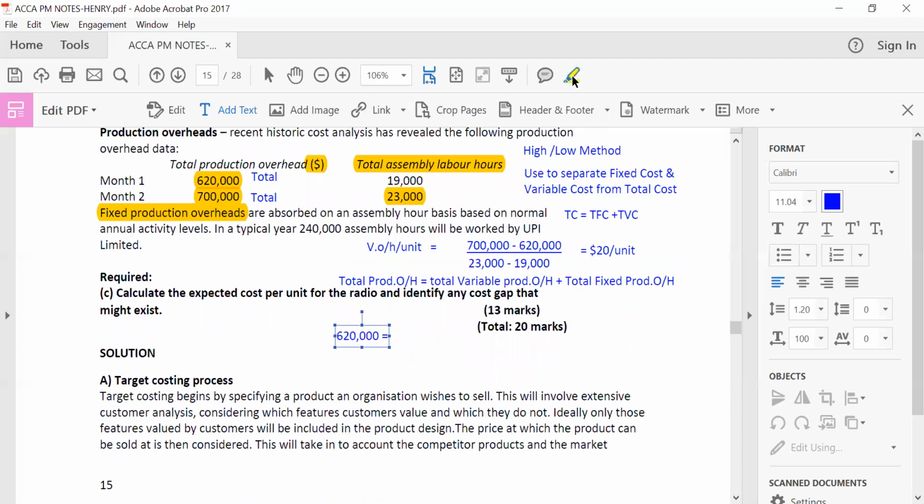Because we have gotten the variable overhead per unit to be $20, if we know the number of units, we can multiply to get the total variable overhead. So I'll say 20 times, what is the total units? In the case of 620, the corresponding base of absorption was 19,000 hours. Plus total fixed overhead.